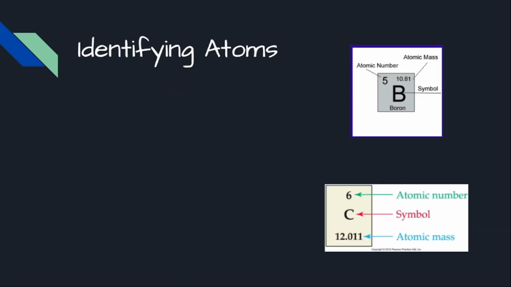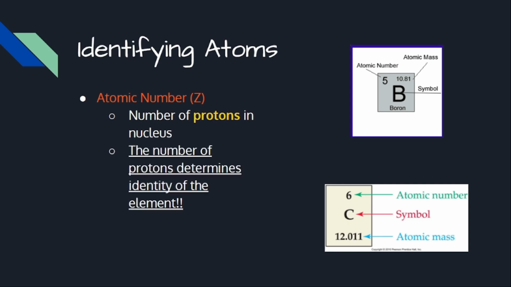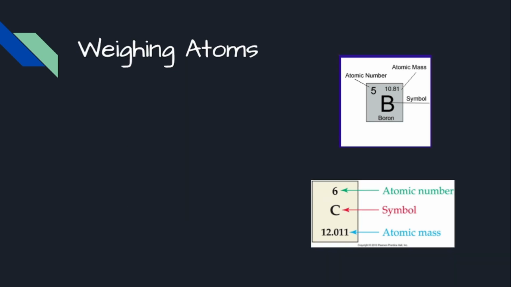When we're identifying atoms, we use what we call the atomic number, or the number of protons. Every atom of each element has the same number of protons, and that's what we call the atomic number. So in these examples here on the screen, every atom of boron, because it has an atomic number of 5, has 5 protons. Carbon, every atom of carbon has 6 protons. The important thing here is the number of protons determines the identity of the element.